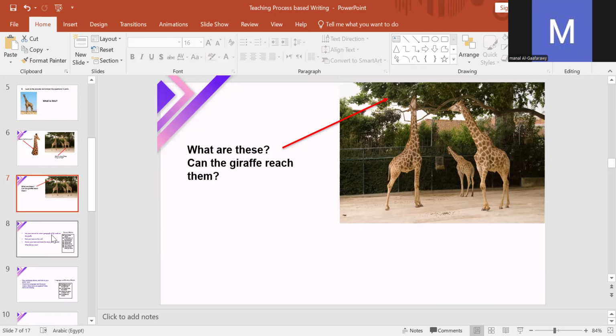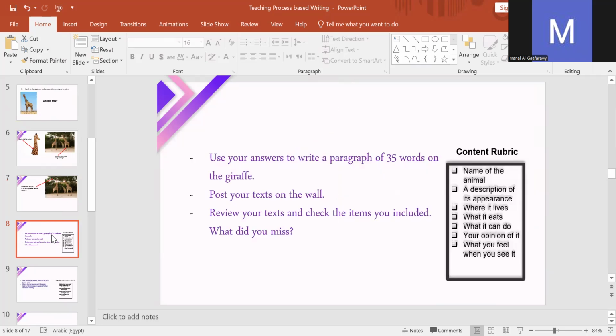And finally, after students have written down their answers on the sticky notes or pieces of paper, you ask your students to use those answers to write a paragraph of 35 words on the giraffe, providing them with a content rubric. Rubrics are essential when it comes to writing because they show students how far they are on the right track, whether they are on the right track or not.